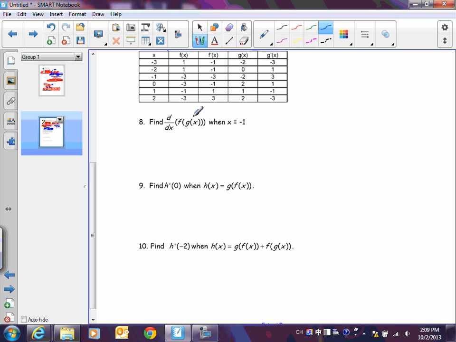So we're going to use the table, but first we need to look at this part right here. This d over dx, what does that mean? Derivative. So f of g of x, this is an M&M problem. This is a chain rule because it's a function of another function. So we start with the shell. The derivative of the shell would be f prime, right? That's the outside function. What happens to the inside function? It stays the same for now. Then we multiply by the derivative of the inside function.